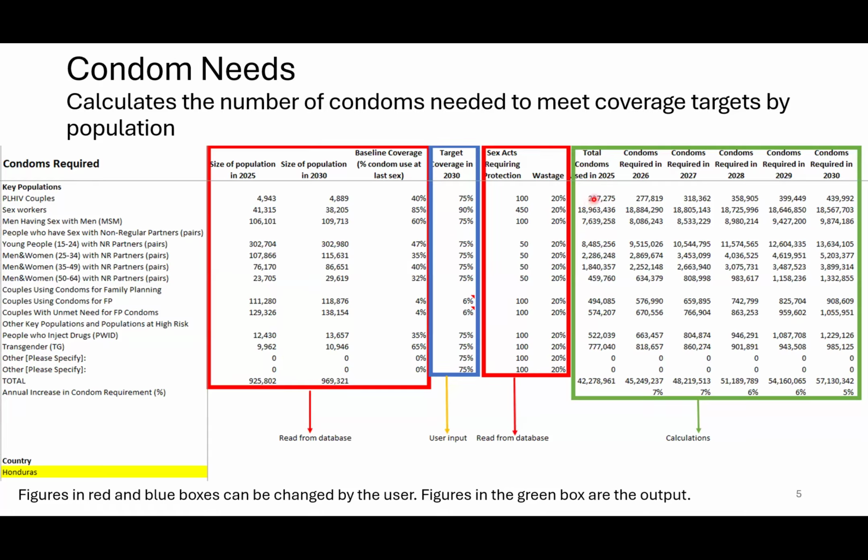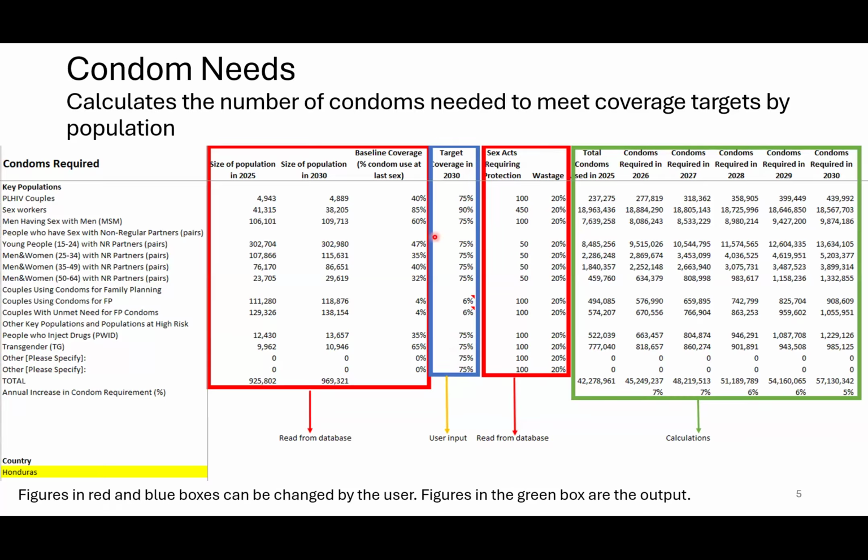So you see the estimated need in 2025, and then the need each year up to 2030. So when you're using a tool like this, it's good to look at what is the estimate for 2025 and how does that match with your program data about the number of condoms actually distributed. The numbers won't be exactly the same, but they should be similar. If they're not similar, you may want to go back and revise the inputs in order to match what your program data show. So each of the tools follows this scheme.